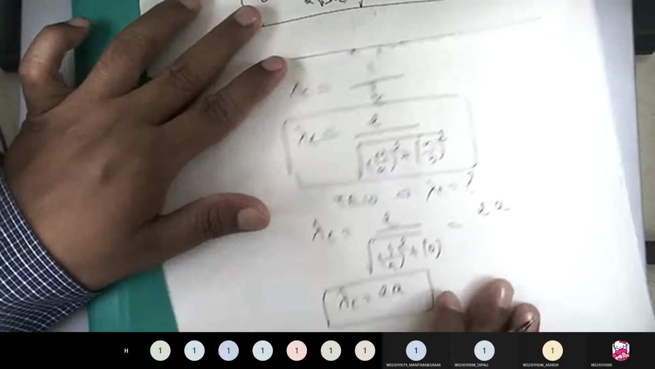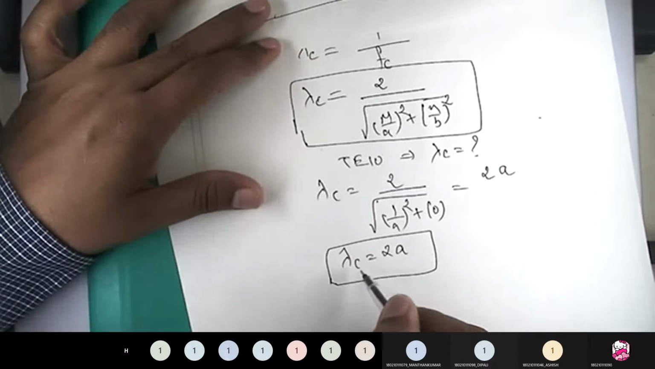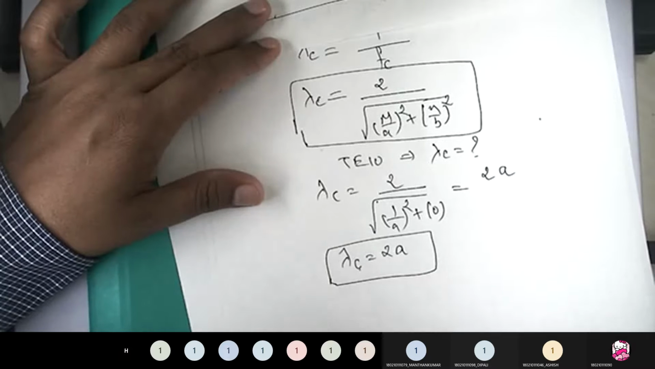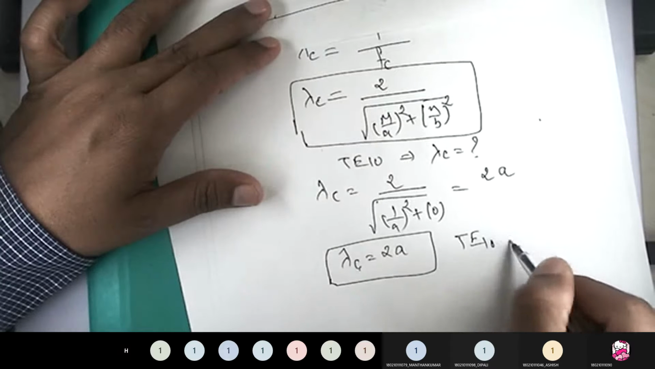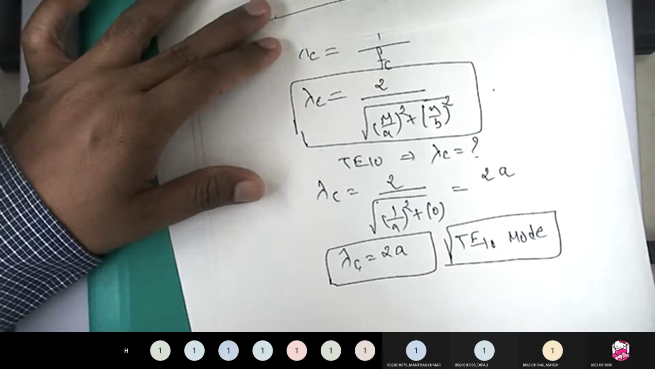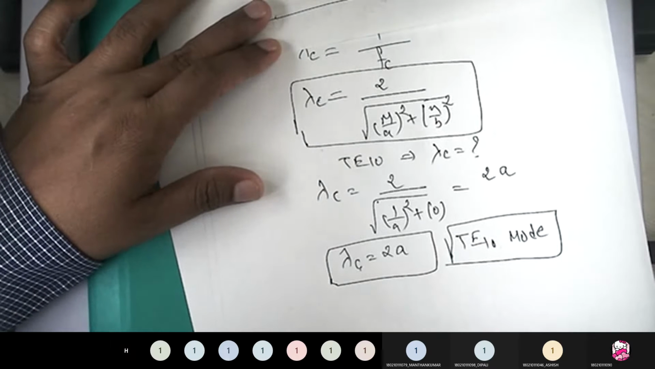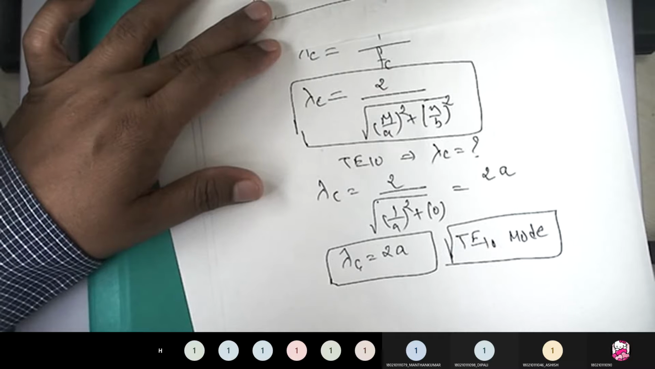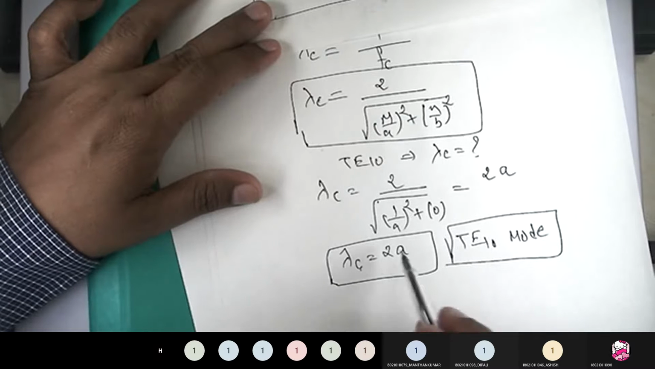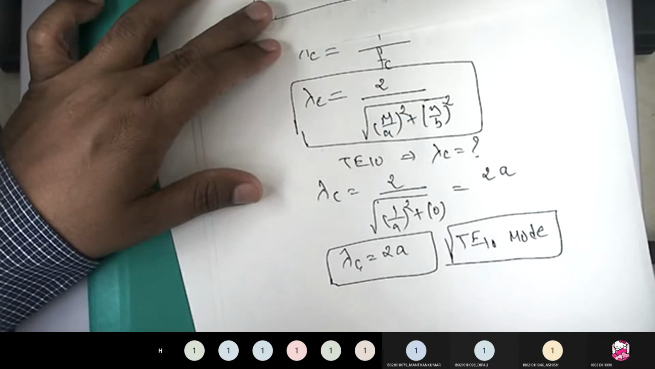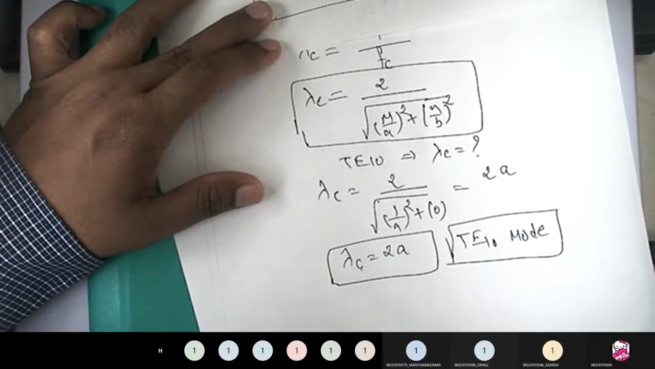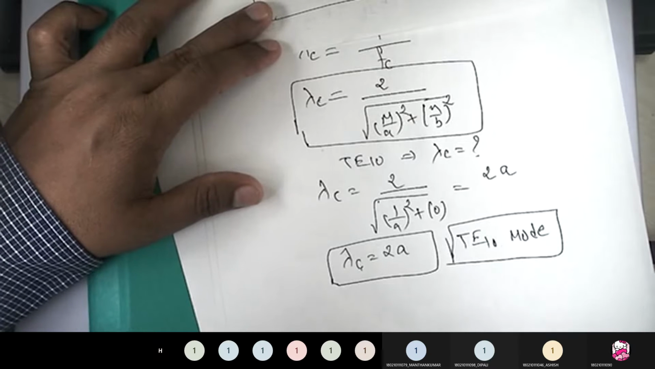So this way we have a final expression for the cutoff wavelength: lambda c is nothing but 2a for a TE10 mode. So please remember this part. This one is very crucial, because sometimes in your examples you have to use this expression. So please remember that lambda c is 2a for the TE10 mode.